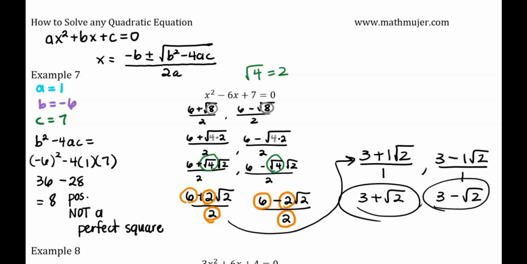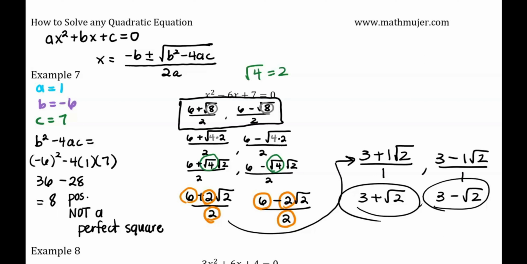Again, some teachers might just have you stop here. Depending on what level of math you're in or what grade you're in or what course you're taking, you might not have to simplify the square roots, but if you do have to, that's how you do it. Find perfect squares that go into that number and then simplify like that. And not every square root can be simplified.